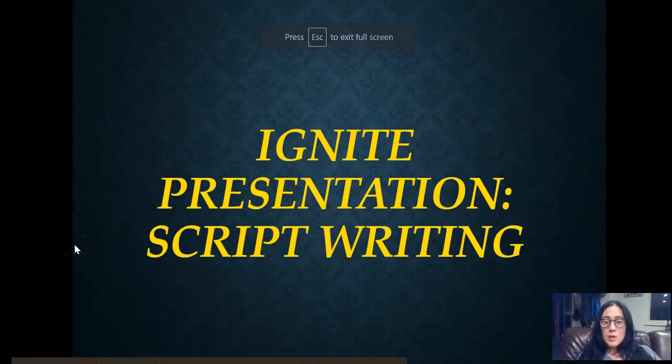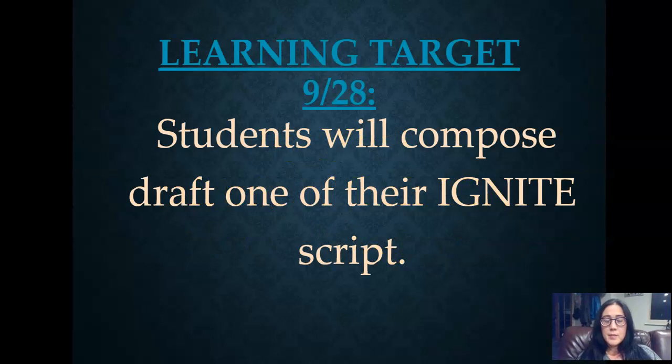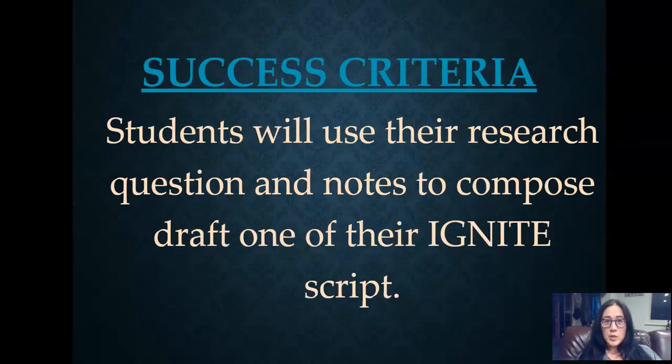Okay, so script writing, right? Now you are actually going to start composing a draft, and this is just a rough draft. Next week, we'll talk about how you're actually going to create the speech and what format, but right now I need you just to worry about the script writing. So your learning target today is students will compose draft 1 of their Ignite script.